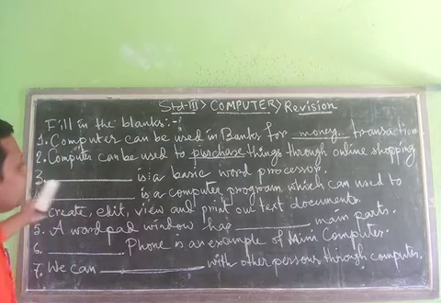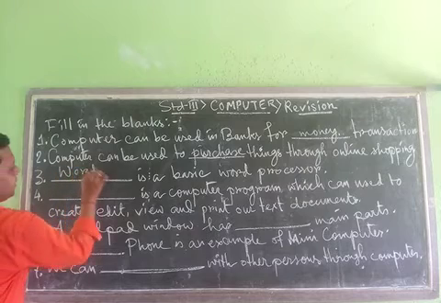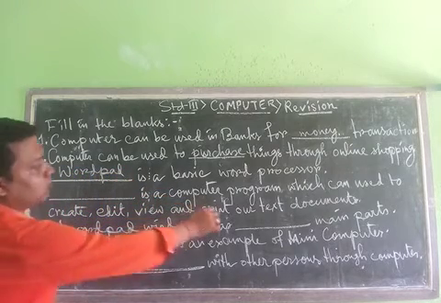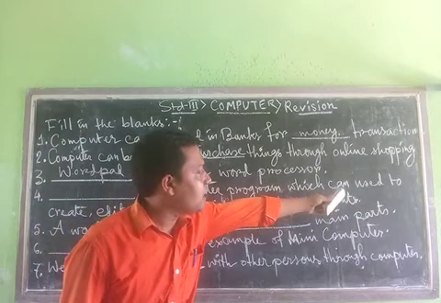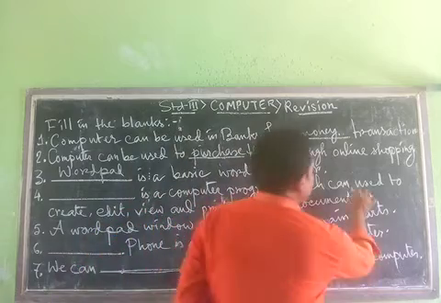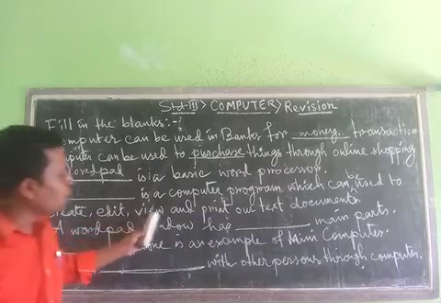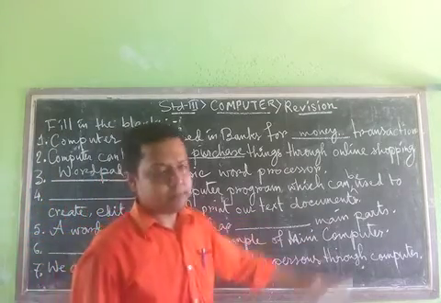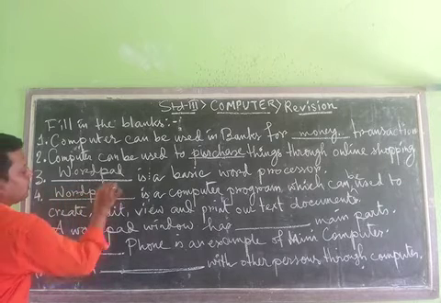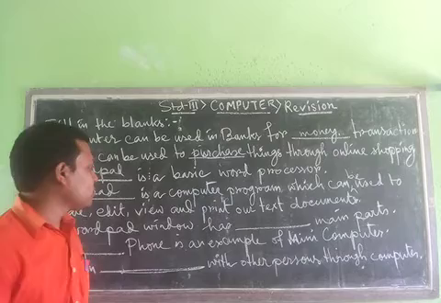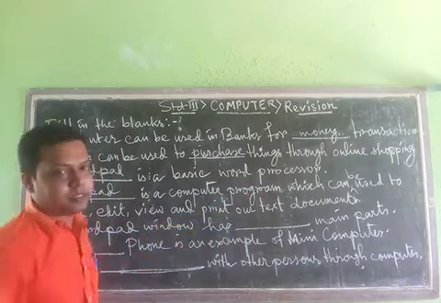Okay. Number 3, dash is a basic word processor. It is WordPad. WordPad is a basic word processor. Number 4, dash is a computer program which can be used to create, edit, view and print our text documents. Okay, the answer is WordPad. We can also say MS Word. MS Word is a computer program that is also used to create, edit, view and print our text documents.